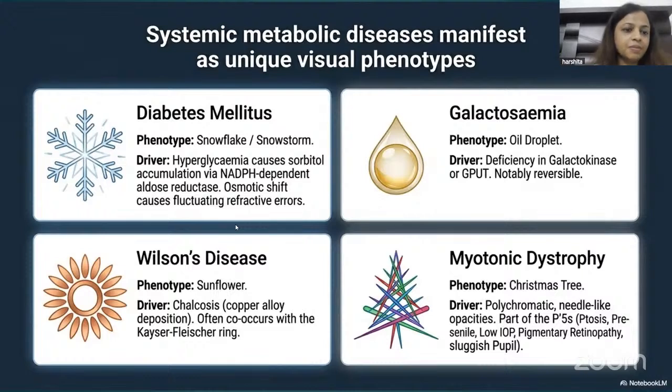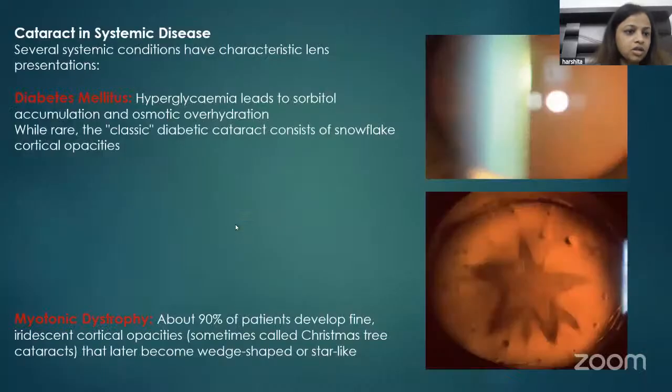To describe, like snowflake cataract, as we know, these are seen most commonly in diabetes mellitus patients. Then the oil droplet cataract that is seen in galactosemia. Then in Wilson disease, we see sunflower cataract. That is because of the chalcosis, copper alloy deposition, that often co-occurs with the KF ring. Then in myotonic dystrophy, we see the Christmas tree type of cataract. These are some of the similar ones I have described here.